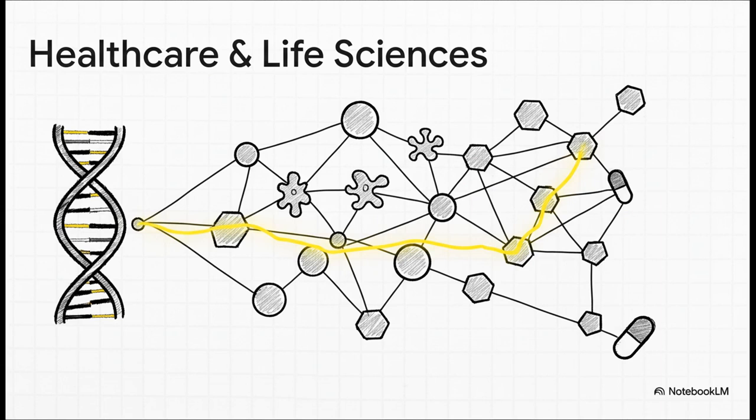But the impact gets even more profound in the life sciences. Here, researchers are using Neptune to map out the incredibly complex interactions between genes, proteins, and chemical compounds. By modeling these biological networks as a graph, they can actually accelerate the process of drug discovery and get a much deeper understanding of diseases. It's truly graph technology being used to help humanity.